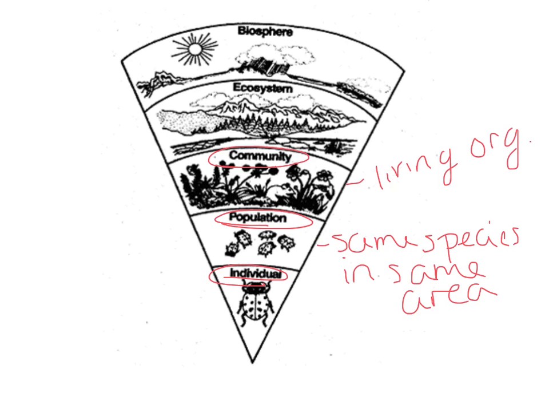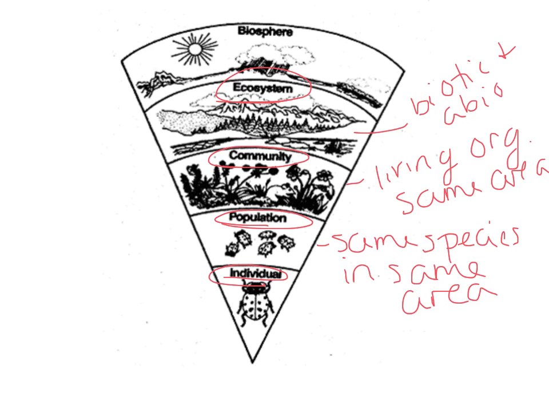Up from there, we've got our ecosystem. Remember, your ecosystem includes your biotic and abiotic factors. So your community is limited to your biotic factors only. Your ecosystem is when you bring all of those together. Now you're talking about the soil, the water availability, as well as the plants and the animals that are located there.